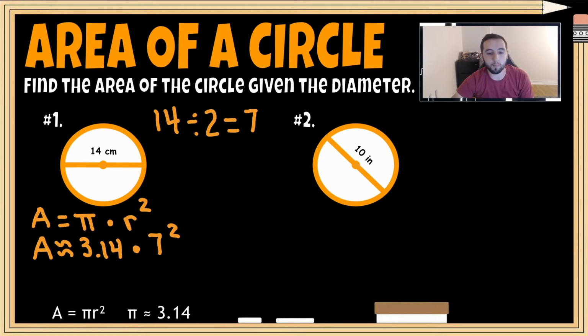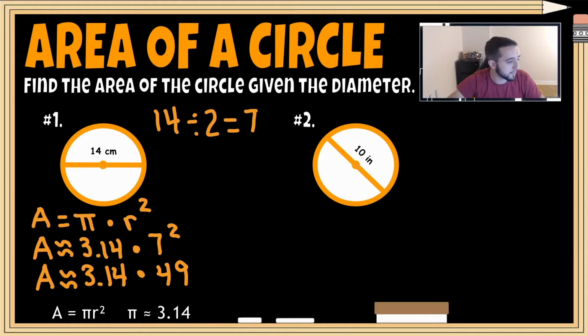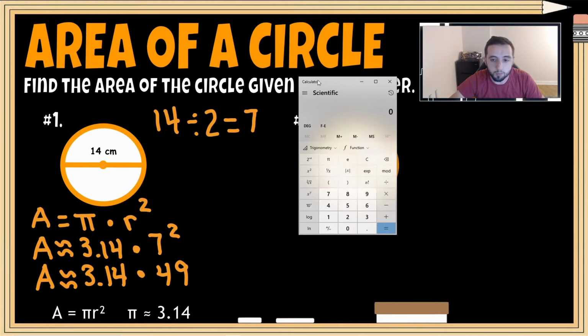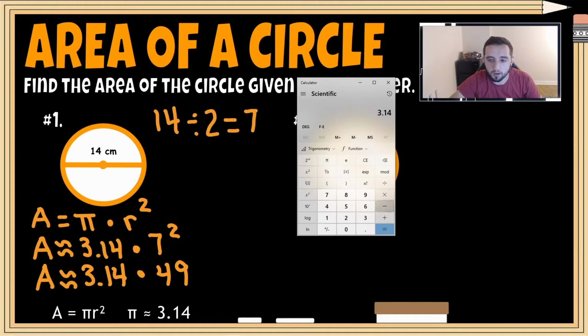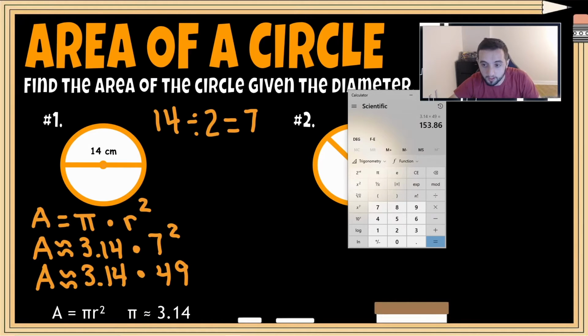Okay, utilizing order of operations, parentheses, we don't have any, so we're moving on to exponents. So 7 to the second power, which is not 7 times 2, which is a common mistake, but really it's 7 times 7, which is going to give us 49. So we have area is approximately 3.14, that's going to stay the same for now, times 49. Okay, and if I take out my calculator here, let's multiply those together. So we have 3.14 times 49, and we're going to end up getting our area to be approximately 153 and 86 hundredths.